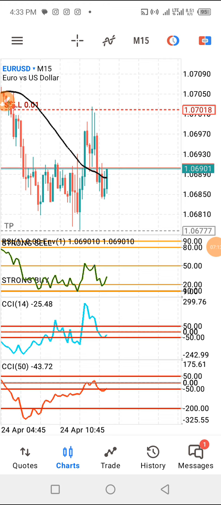So that is how we use this strategy. And don't forget, you are only scalping with it. So I suggest you use the H1 for better results so that you won't end up losing your money. Now let me show you the setup.